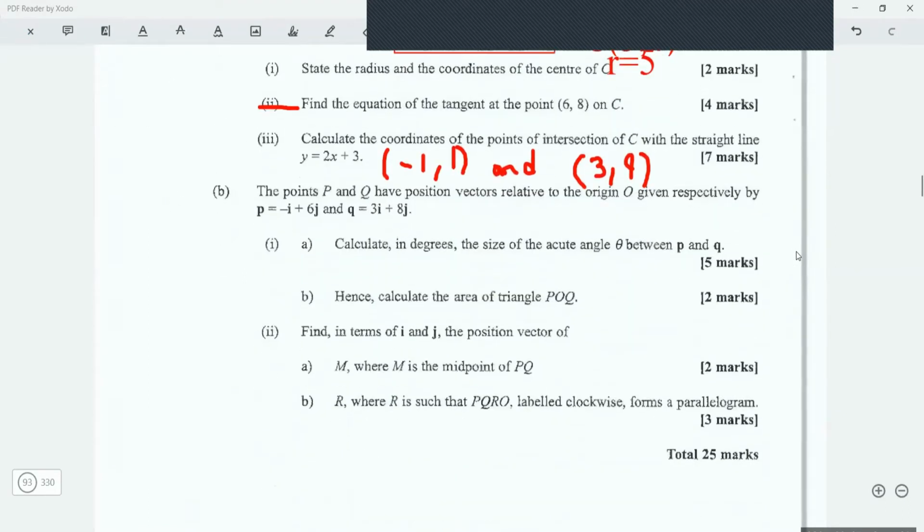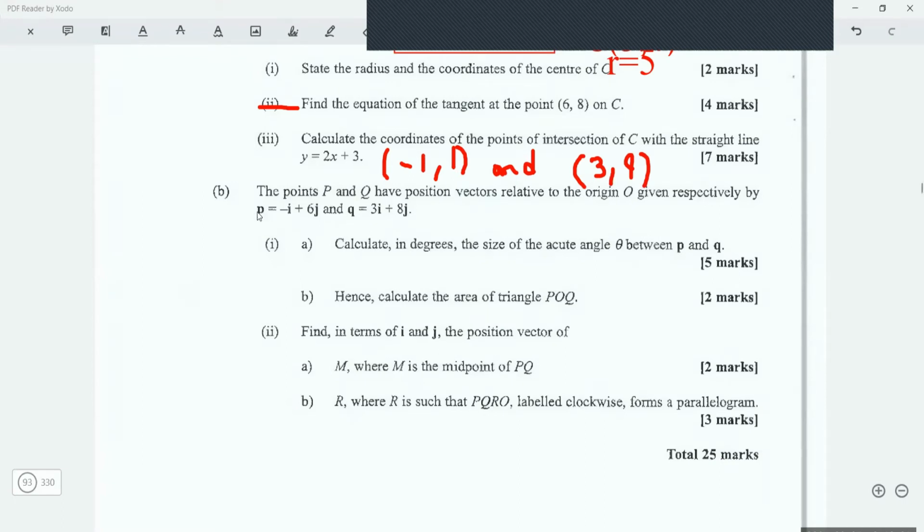So this now is part B, which is now vectors. These are the nice parts of module 2. It says the points P and Q are position vectors relative to the origin O, given respectively by P equals minus i plus 6j and Q equals 3i plus 8j. Calculate the acute angle between P and Q.